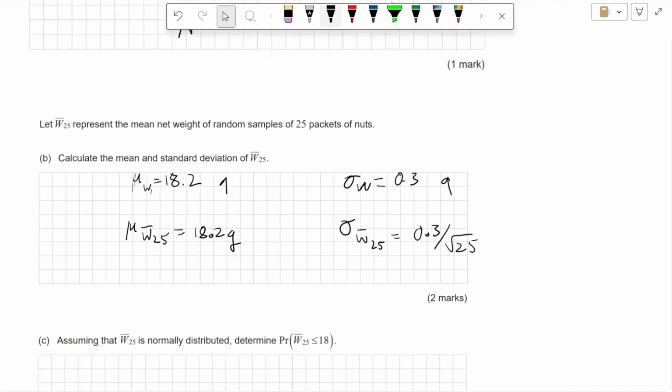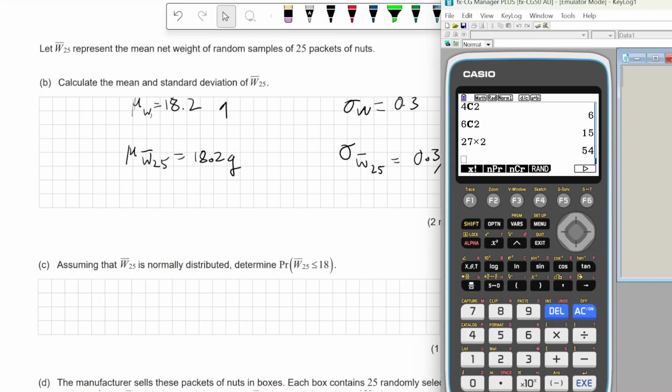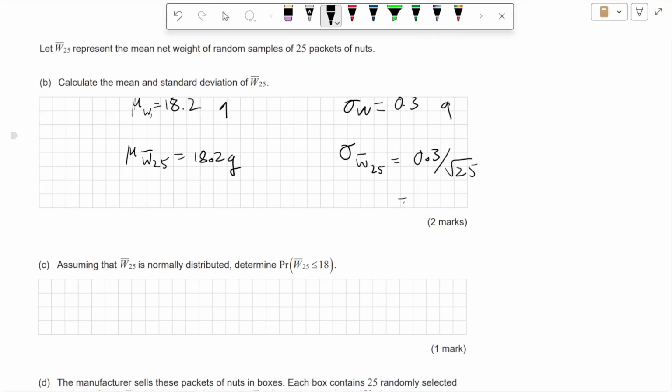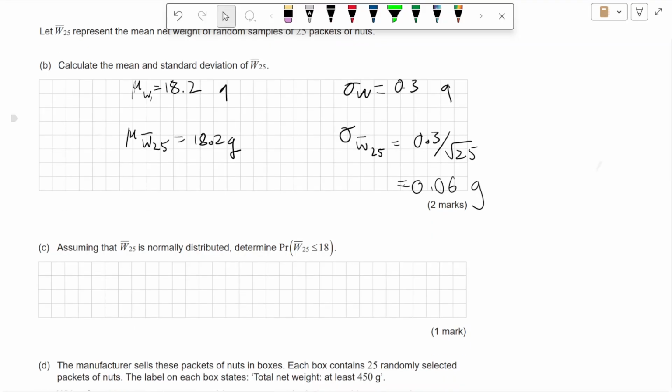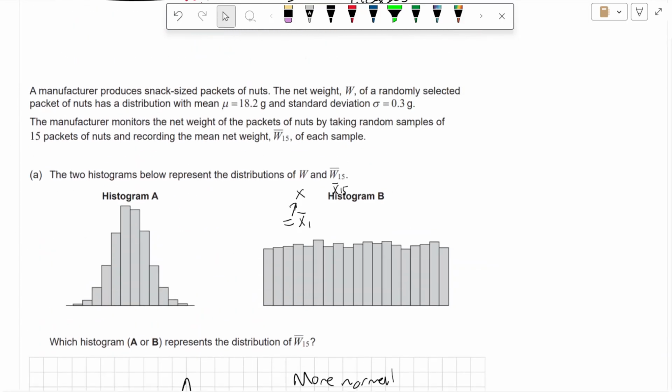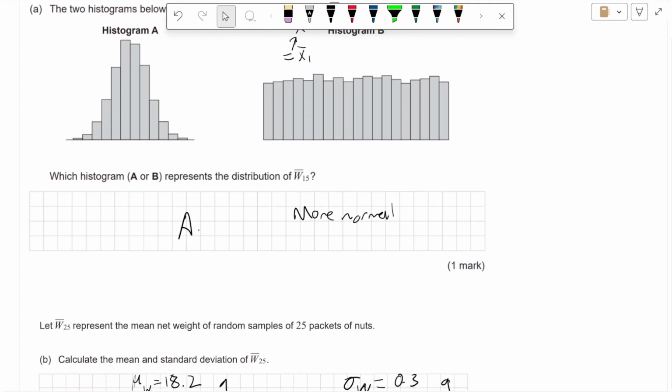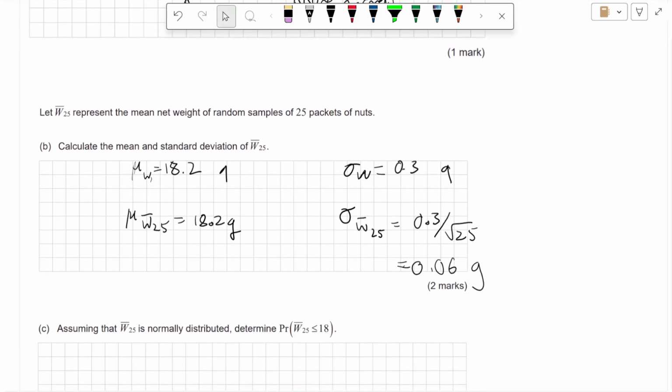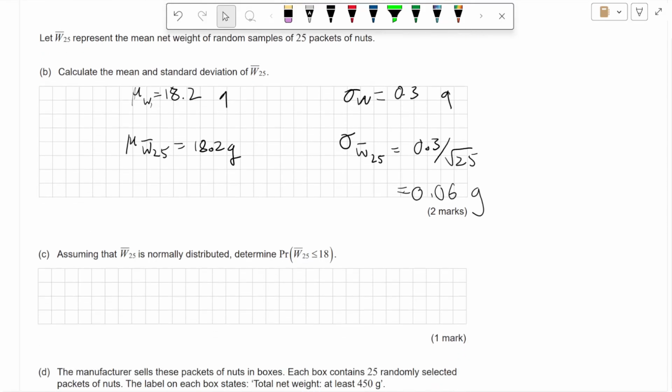Okay, so we can figure out what that is. Just jump in your calculator, 0.3 divided by root 25, 0.06. 0.06 grams. So you can see it getting small, assuming W25 is normally distributed. Now, I want to talk about whether it's normal or not. W15 already looks kind of normal, so it would be reasonable to assume that W25 is.